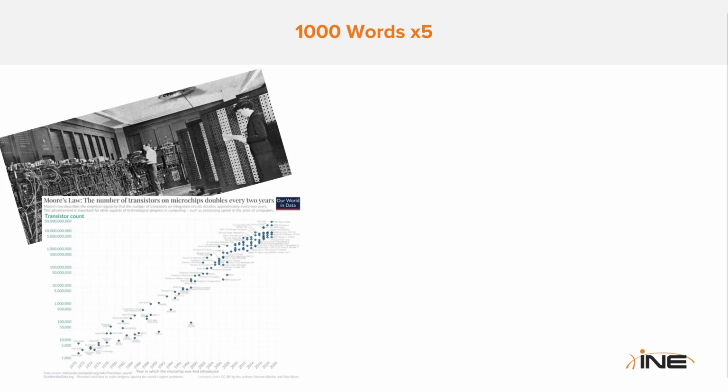Now let's move on to our next picture, where we see a graph of the famous Moore's Law, named after Gordon Moore, the co-founder of Fairchild Semiconductor and Intel. Also, according to Wikipedia, Moore's Law is the observation that the number of transistors in a dense integrated circuit doubles about every 2 years.